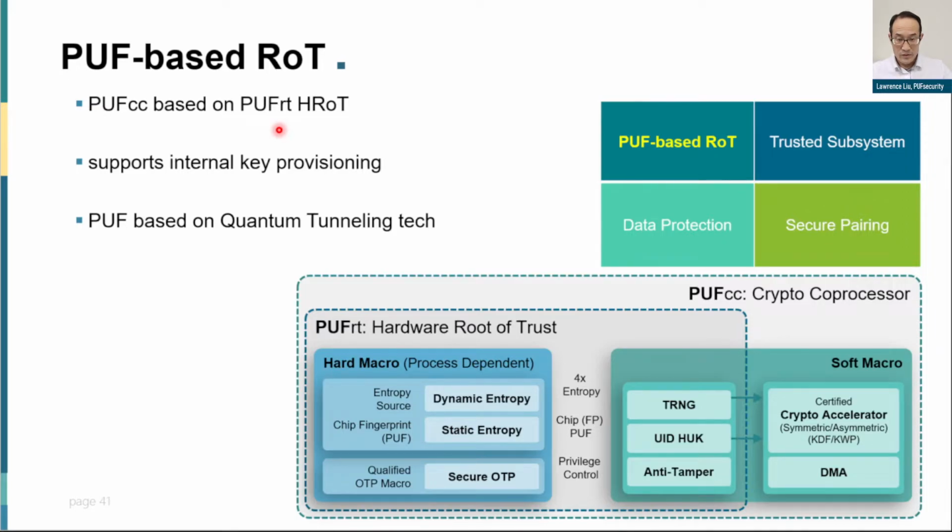Ideally, the PUF used for internal key provisioning will not require post-data processing or helper data to maintain consistent key values over time and different operating conditions. And this is why PUFsecurity uses quantum tunneling technology for its PUF, which has been demonstrated to have near-ideal PUF properties with no aging effects.